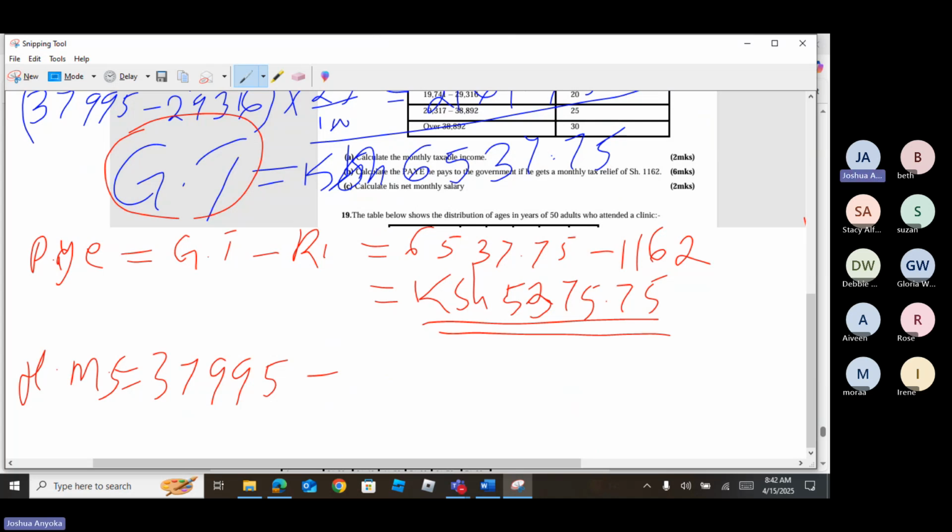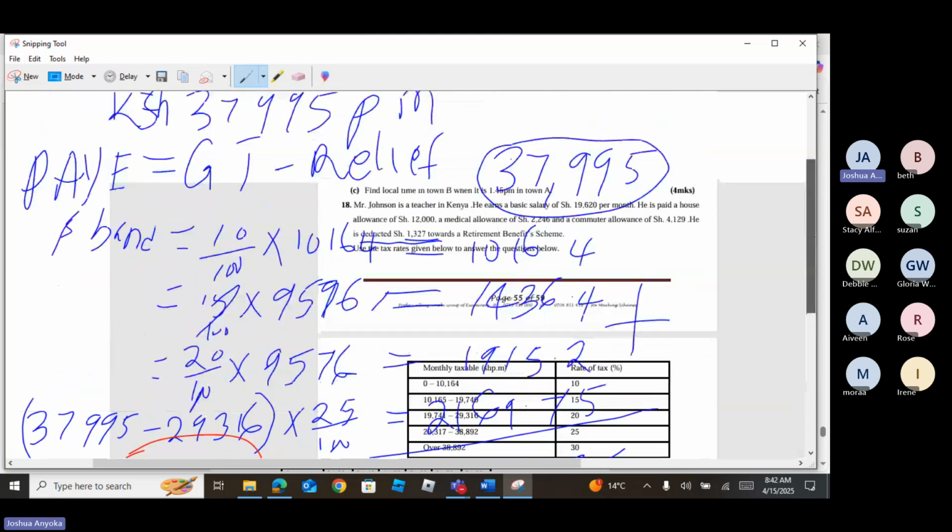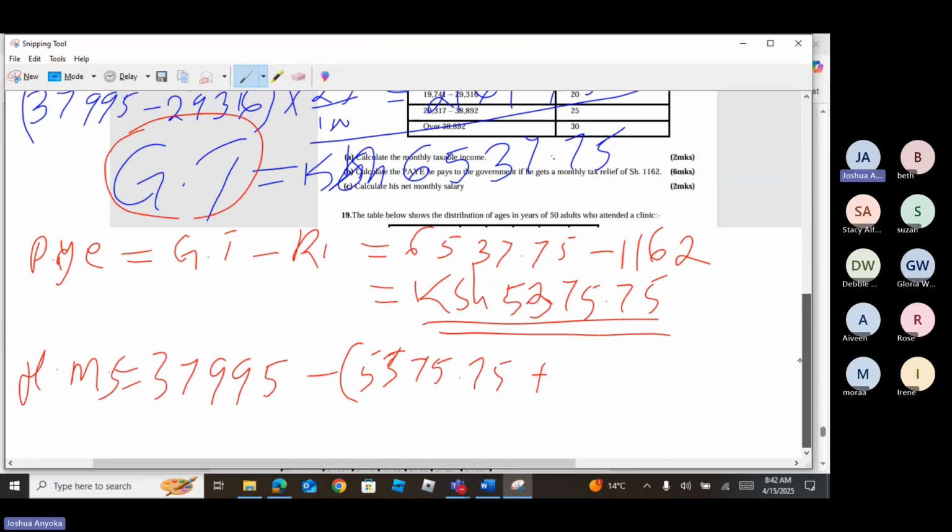So from total earnings, we want to subtract total deductions. And the first deduction is 5375.75 plus another reduction we can see in the equation, there is a reduction here of 1,327 is deducted. So 1,327. We don't have any other deduction. If we have others, we get there.